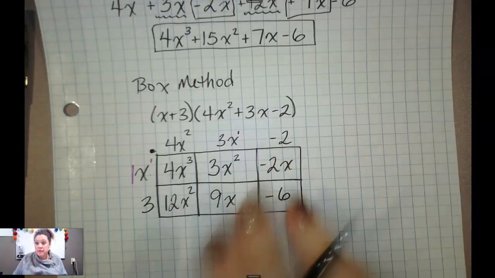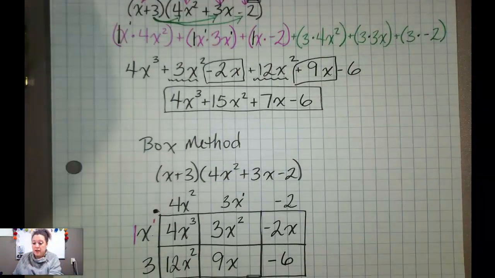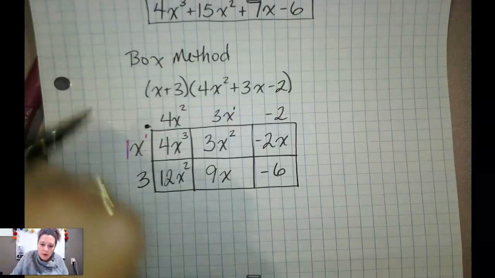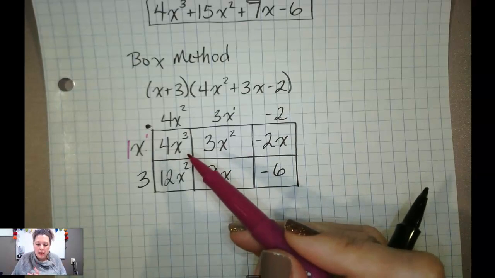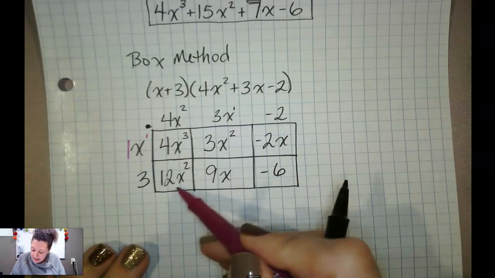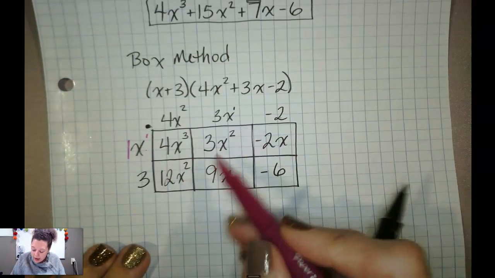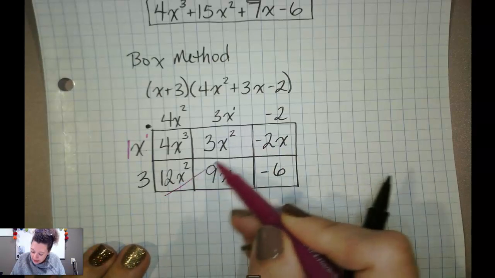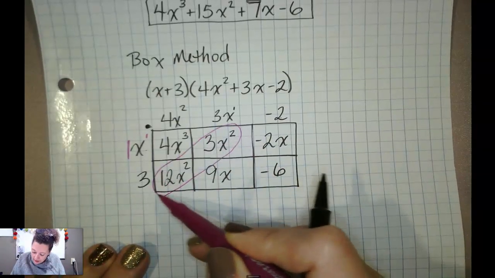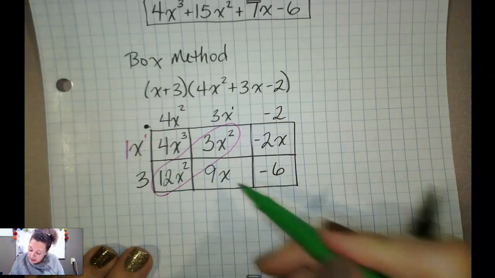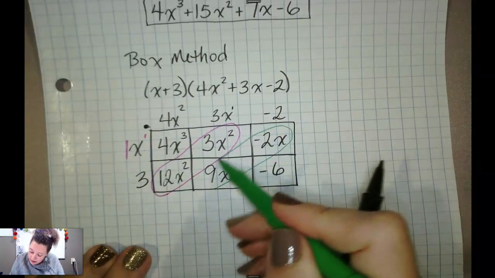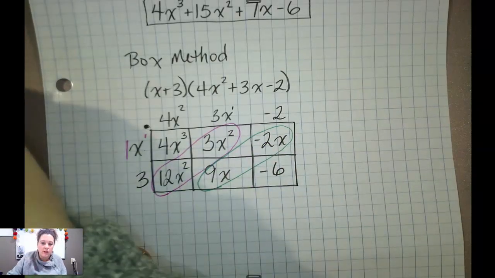You're seeing very similar terms to what we had up here. Now, if you remember, if you watched the binomial box method video, you notice how the diagonals had the like terms. I have the same idea here. These two are like terms, they both have x squared. And if you look here, these are like terms because they both have a single x.